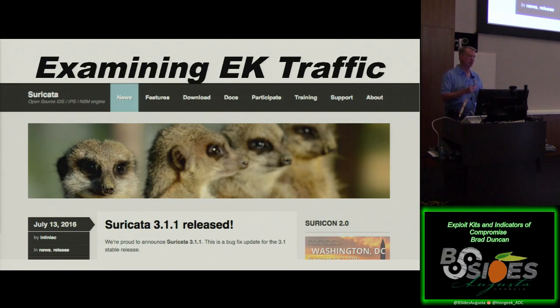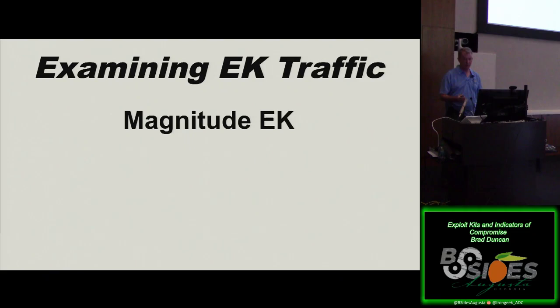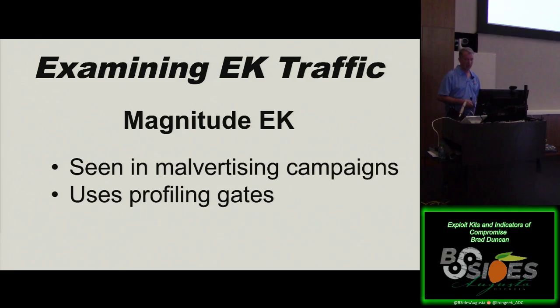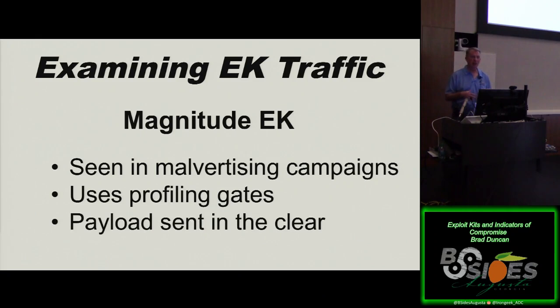So if we're looking at individual exploit kits, first we'll look at Magnitude. What I've seen it from is generally malvertising campaigns. It uses profiling gates, and the payload, when it's sent over the network, is sent in the clear. This is one of the few leading exploit kits that sends its payload in the clear. So you can actually detect this if you're running something like Security Onion and you have Bro, and you can extract that EXE from the traffic.